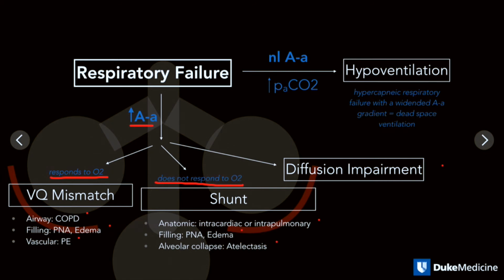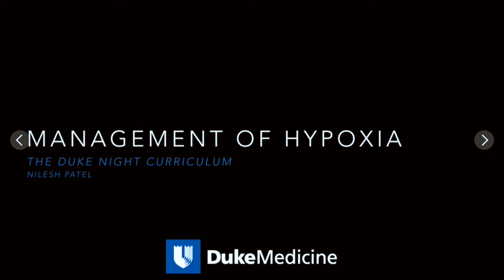And then diffusion impairment. Normal AA gradients with an elevated PaCO2, you think about hypoventilation. You can also get hypercapnia with respiratory failure and a wide AA gradient. That's when you have dead space ventilation. So that isn't hypoventilation, that's ventilation of dead space. So now you have a differential in your mind. Is this a lung problem? Is this a ventilation problem? How do you start management?